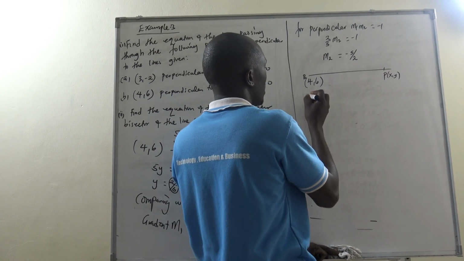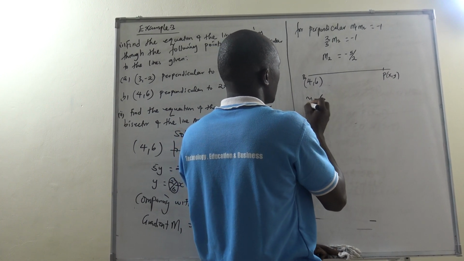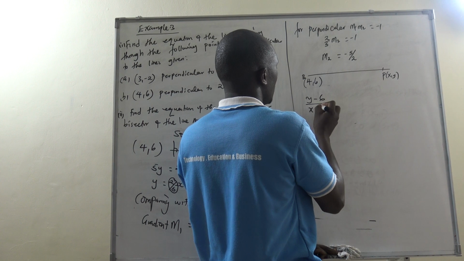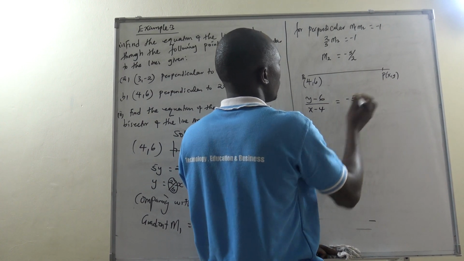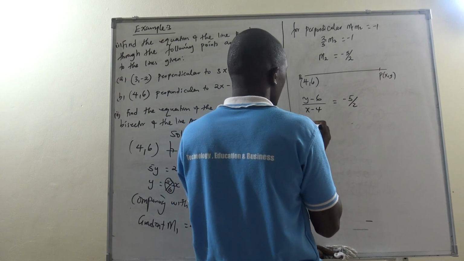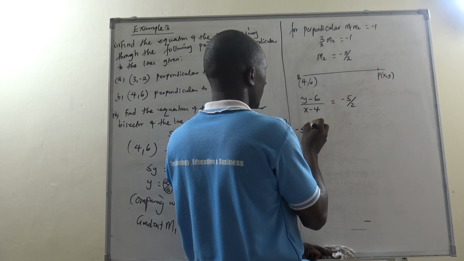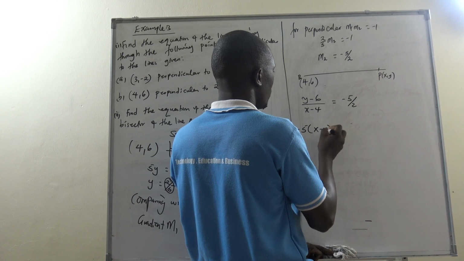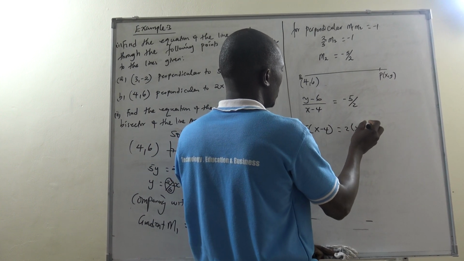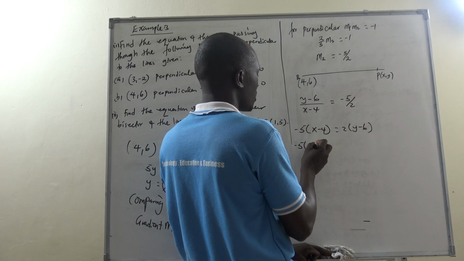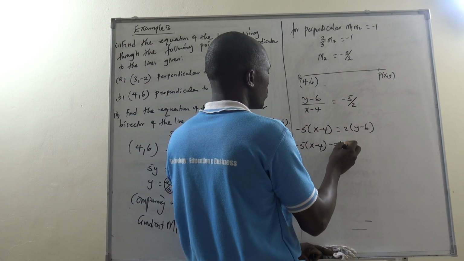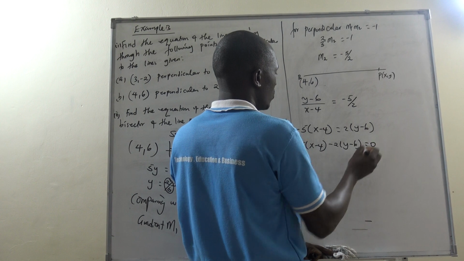So I'll say change in y, which is y minus 6 over x minus 4, which is equal to -5 over 2. Can we cross multiply? We are getting -5 times (x minus 4) equals 2 times (y minus 6). So can we bring this across? We are getting -5 times (x minus 4) minus 2 times (y minus 6) equals 0.